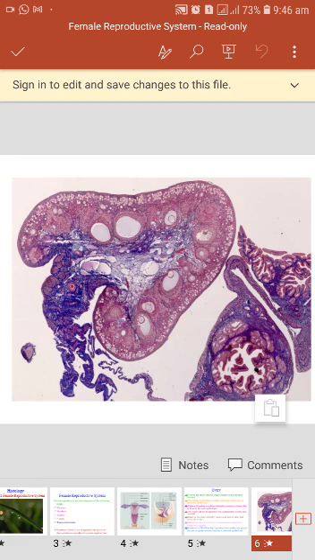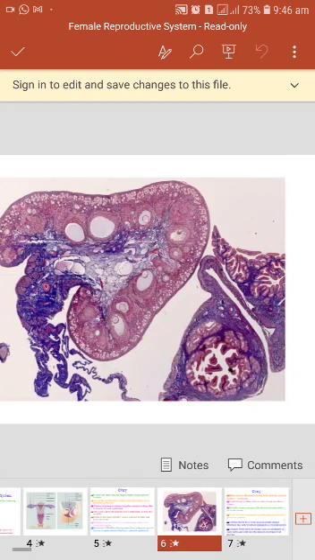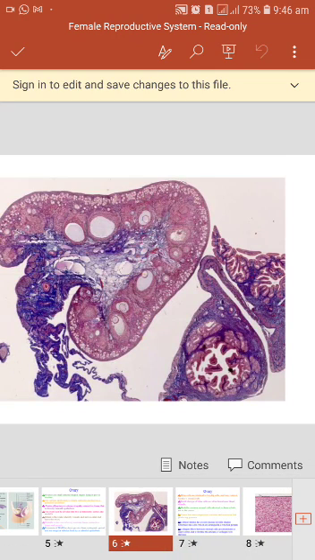Then we have the cortex. The cortex has the growing follicles, as you can see in this diagram, and the innermost layer is the medulla. Then you can also see the hilum, from where the vessels and nerves enter and leave the ovary. So these are the main parts of the histological structure of the ovary. Now we will discuss them one by one.